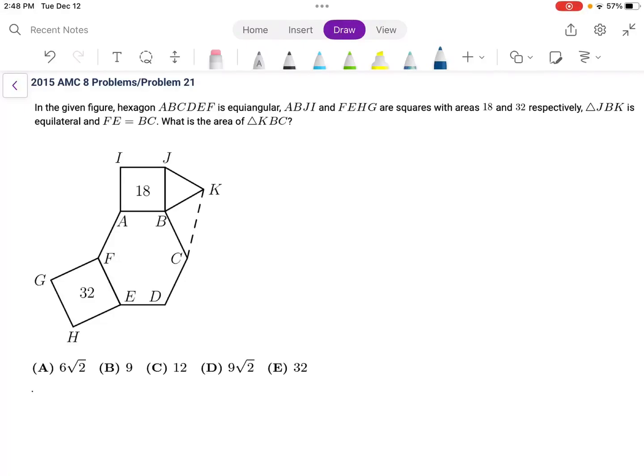Problem 21. For this problem, to get the area of triangle KBC, we will first calculate the length of BK and BC, and then we calculate the angle KBC to determine the area. Because ABJI is a square, therefore JB equals square root of 18. It equals 3 square root of 2.